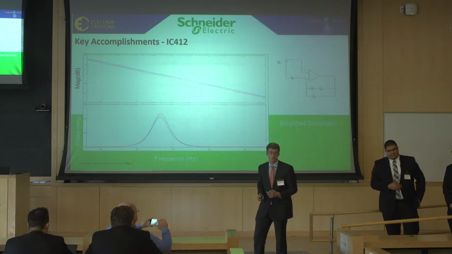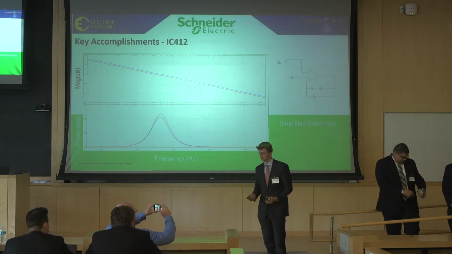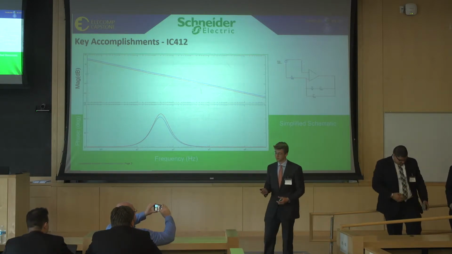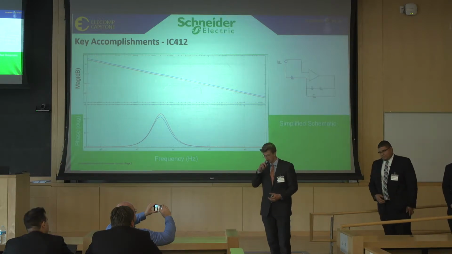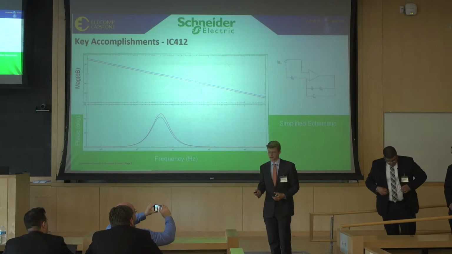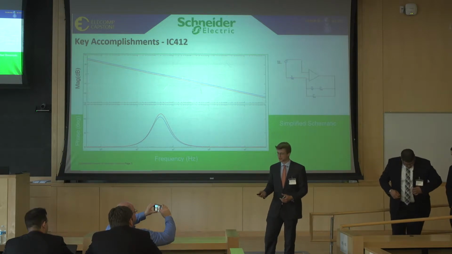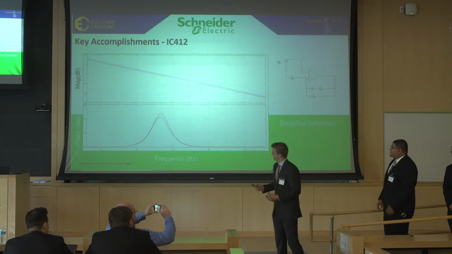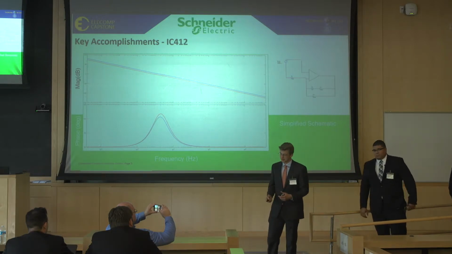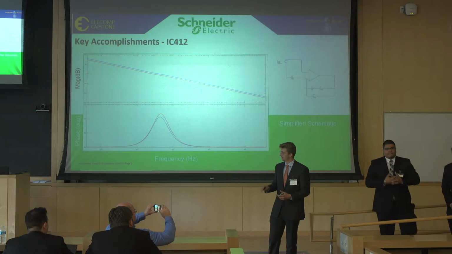Okay, so as Eric said before, we were tasked with redesigning several sub-circuits in order to increase the efficiency of our UPS. Unfortunately, we can't show any schematics due to proprietary information, but we've included some simplified schematics to the top right. The first of these is IC412, which is an error amplifier circuit.